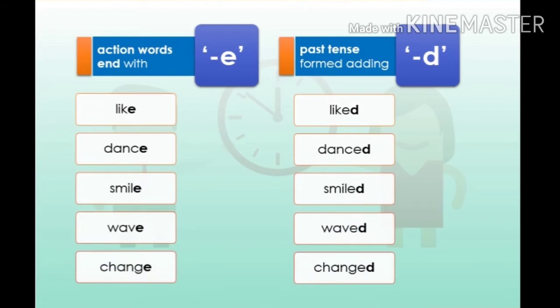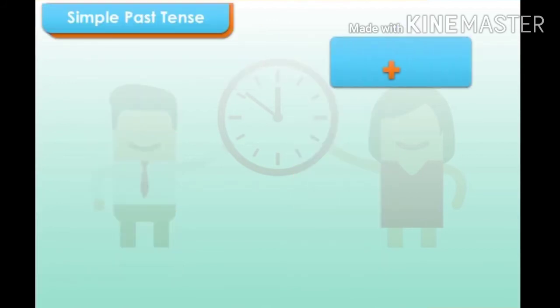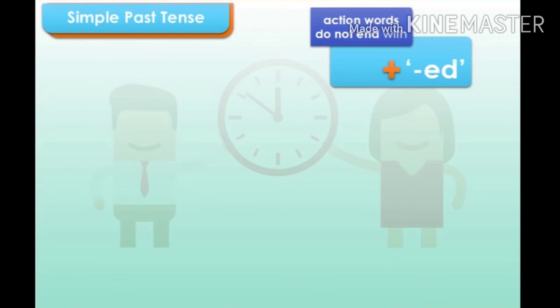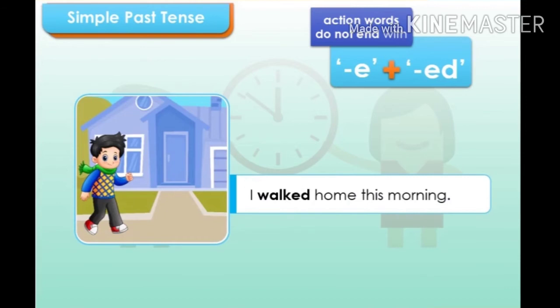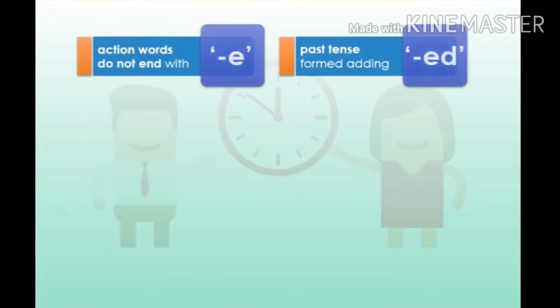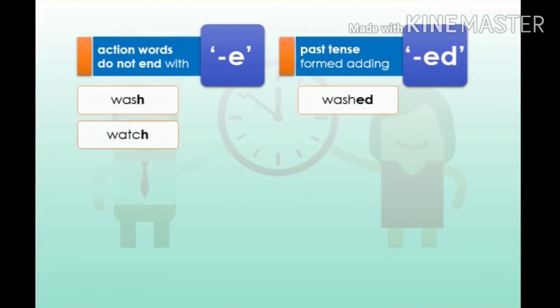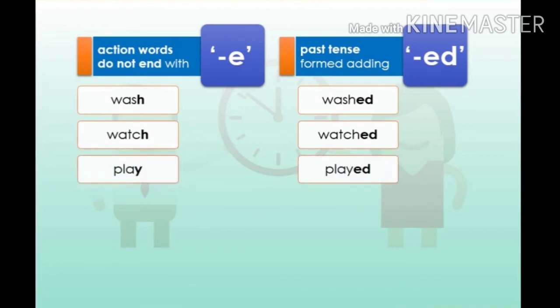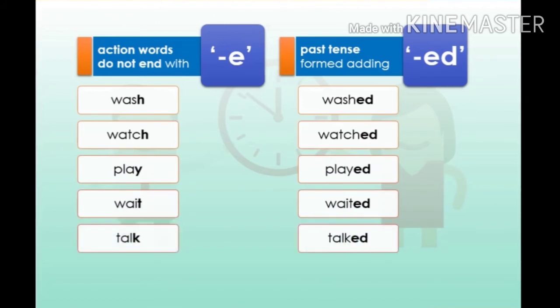Second one, add ed to the main action words that do not end with E. I walked home this morning. Here, ed is added to the action word walk. Let us look at some more words that take ed in the past tense. Wash, washed. Watch, watched. Play, played. Wait, waited. Talk, talked. Finish, finished.